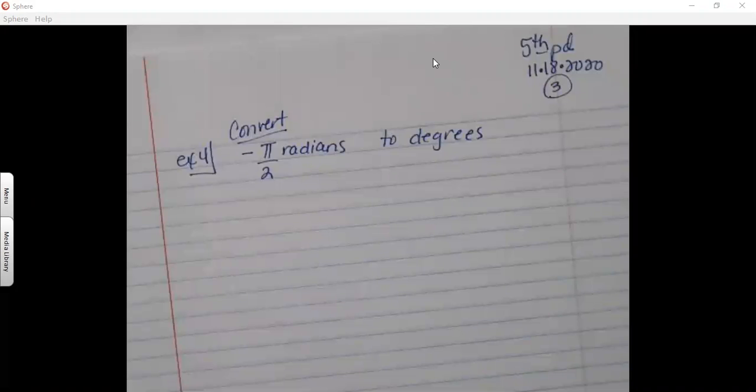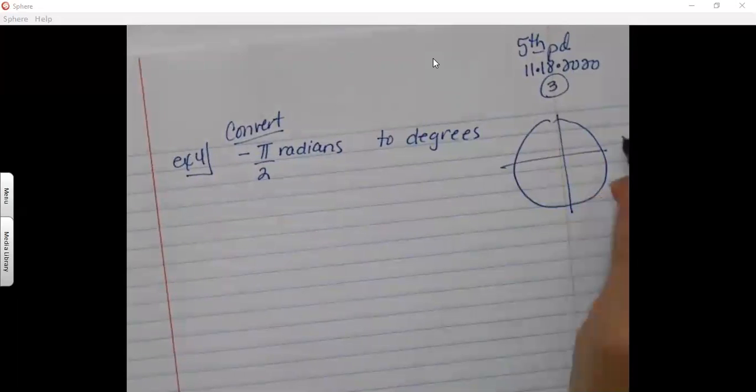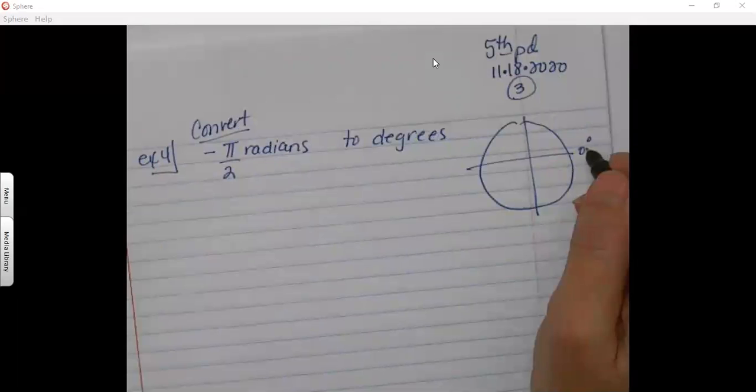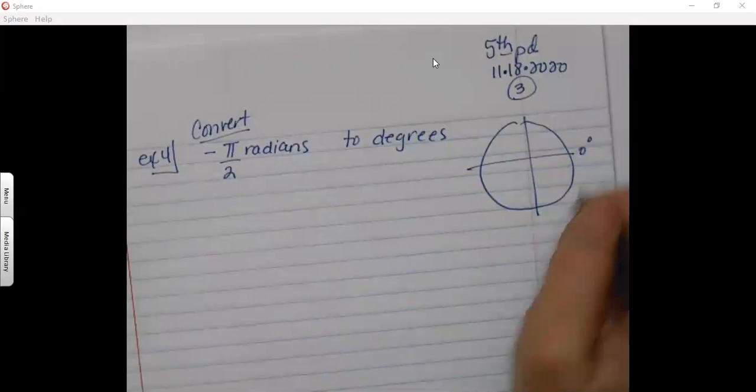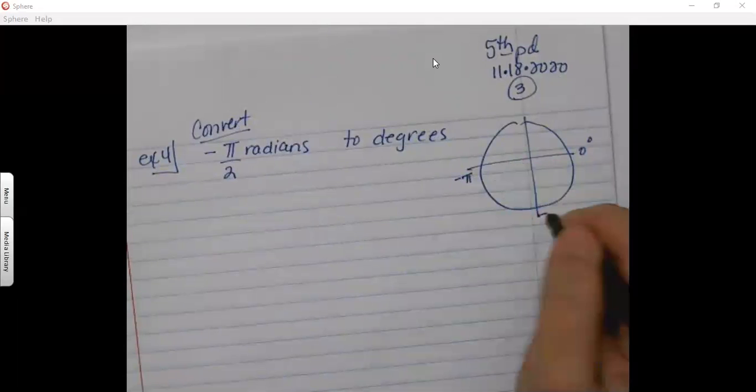Which I'll get, negative 90 degrees. Doesn't that make sense? We know if we have a unit circle, and we know if it's negative radians, that means we're going clockwise. So negative 180 degrees would be negative pi. Half that would be negative pi halves. So we already know that would be at your negative 90 degree mark, right?